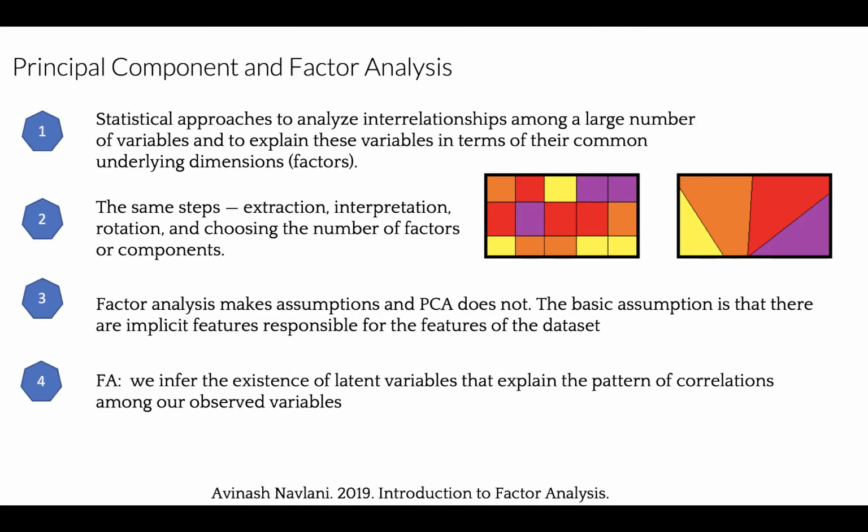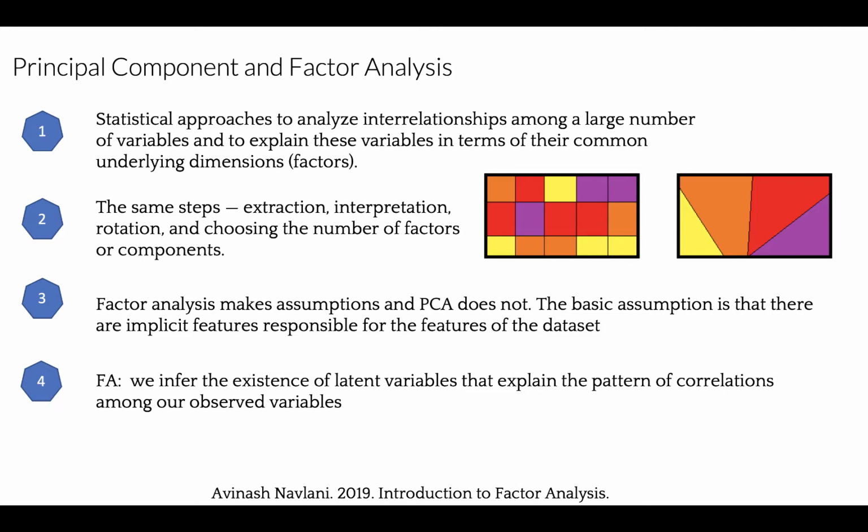Factor analysis and PCA are very similar, and both are statistical approaches to analyze interrelationships among a large number of variables. And they explain these variables in terms of their common underlying dimensions or factors. They follow the same steps: extraction, interpretation, rotation, and choosing the number of factors or components. Factor analysis, however, makes assumptions, while PCA does not.